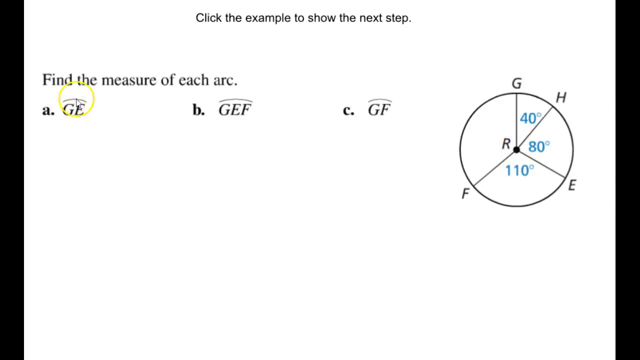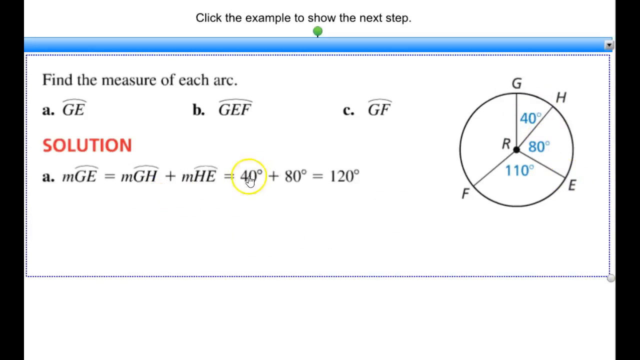Here I'm looking for arc GE. I see I've got GHE, and I want this entire arc. I can add GH plus HE to get this entire thing, and I'm given the angle measurements there, so I can go ahead and solve that. Substituting what I know, GH is 40 and HE is 80, so my entire arc length here would be 120.